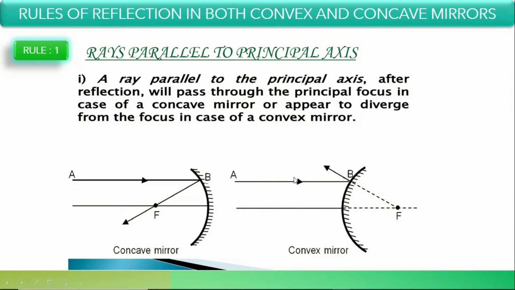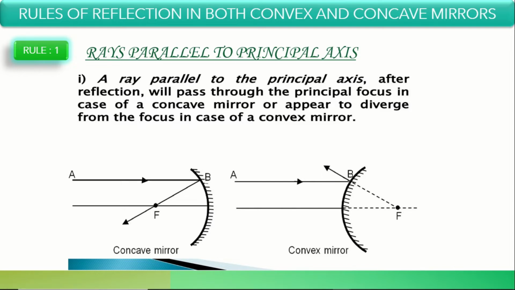Next, in the case of a convex mirror, AB is the incident ray. After reflection, you can see here, this is the reflected ray. This reflected ray appears to diverge, appears to move from this point of principal focus. This is in the case of a convex mirror.